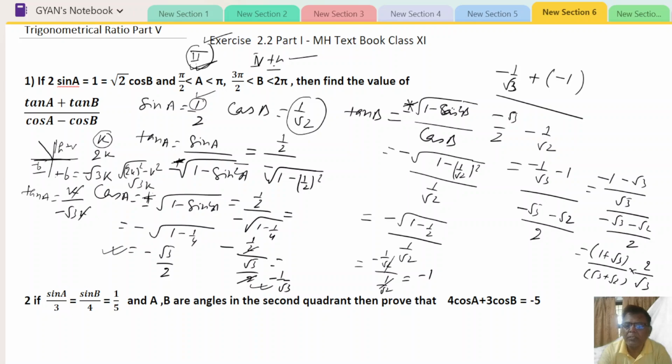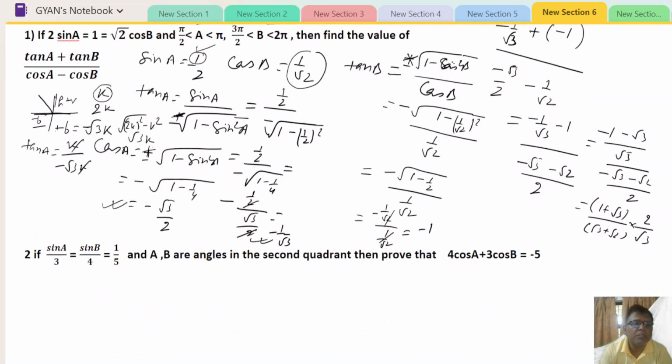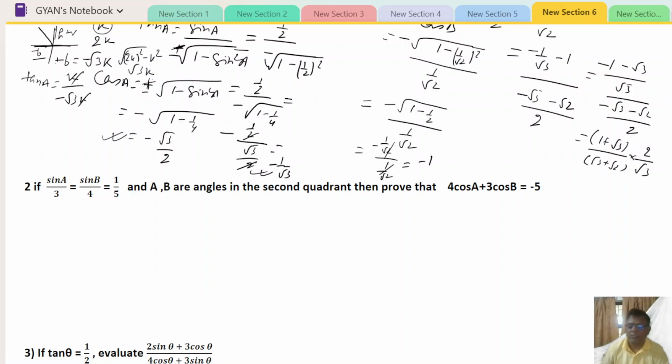So now comes the second question. The second question says we have to find cos A and cos B. Here sin A is equal to 3 by 5 and sin B is equal to 4 by 5.